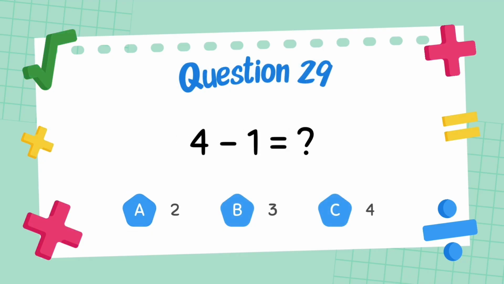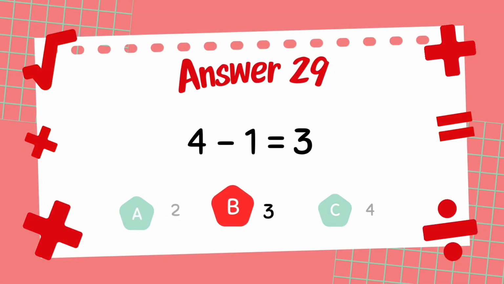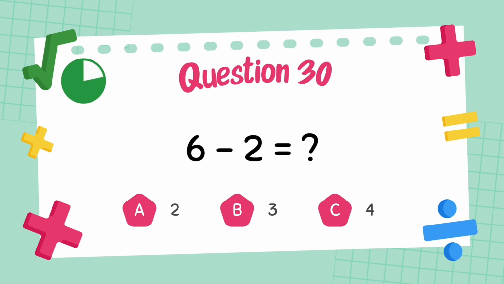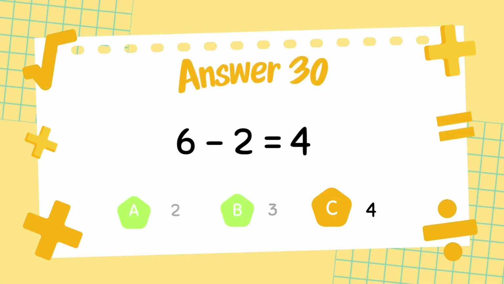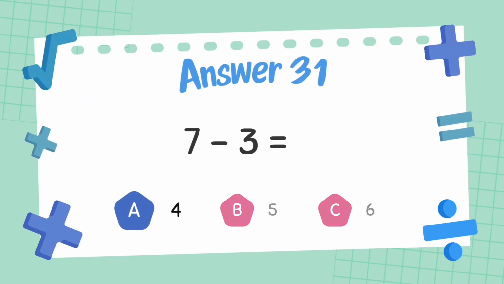What is 4 minus 1? The answer is 3. What is 6 minus 2? The answer is 4. What is 7 minus 3? The answer is 4.